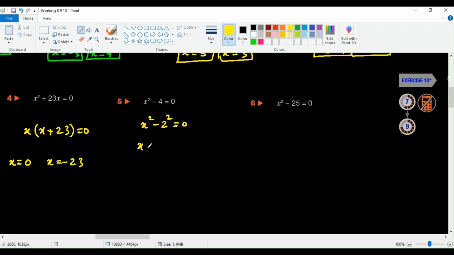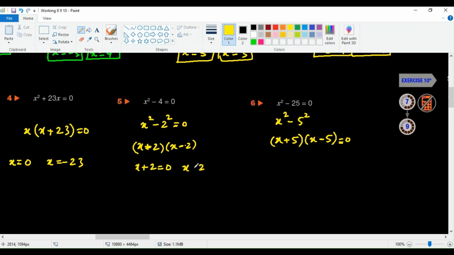So I can write x plus 2 and x minus 2. As I can see here, it is a perfect square of 25. So I will write x plus 5 in one bracket and x minus 5 in the second bracket equals 0. That means x plus 2 equals 0 and x minus 2 also equals 0. So I will write x equals negative 2 and x equals positive 2.